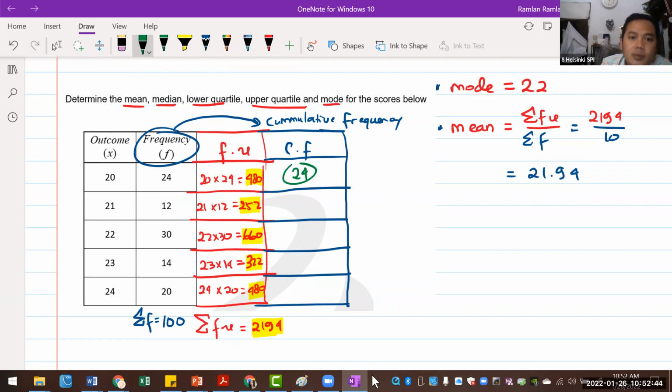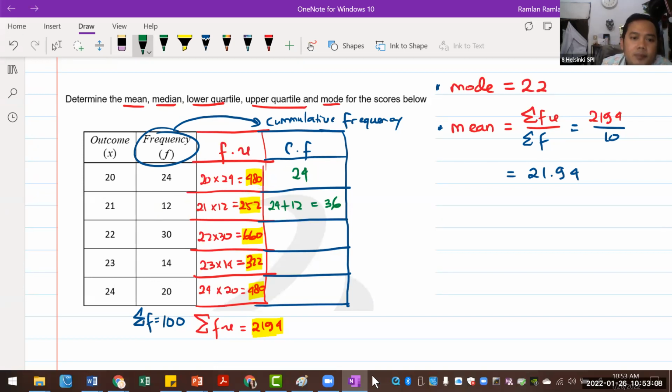just add this number here with the one below that, right? Just add this with this one. 24 plus 12 is equal to 36, right? So I'm going to write down the method on how to get the numbers. So I will get 24 plus 12 equals 36.